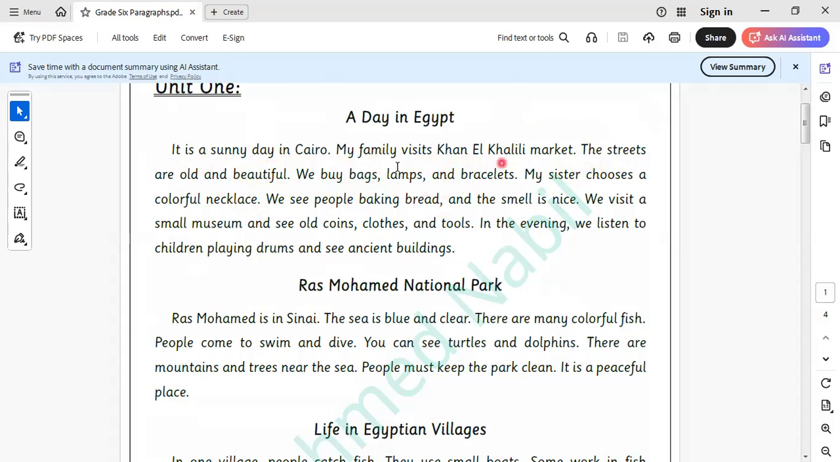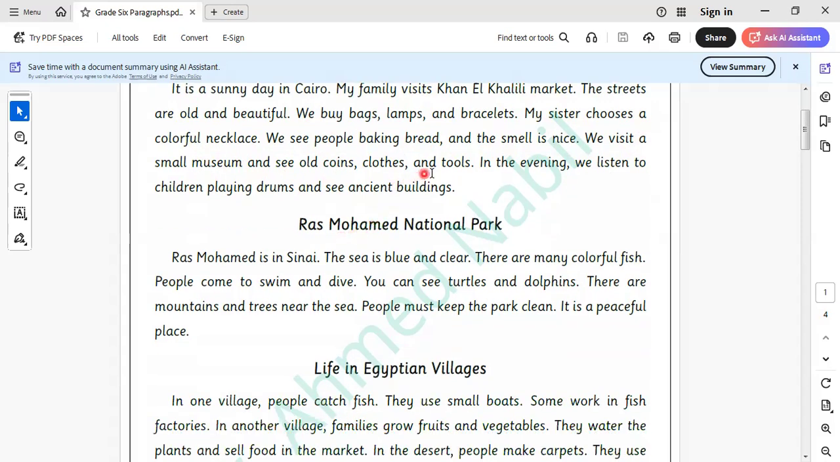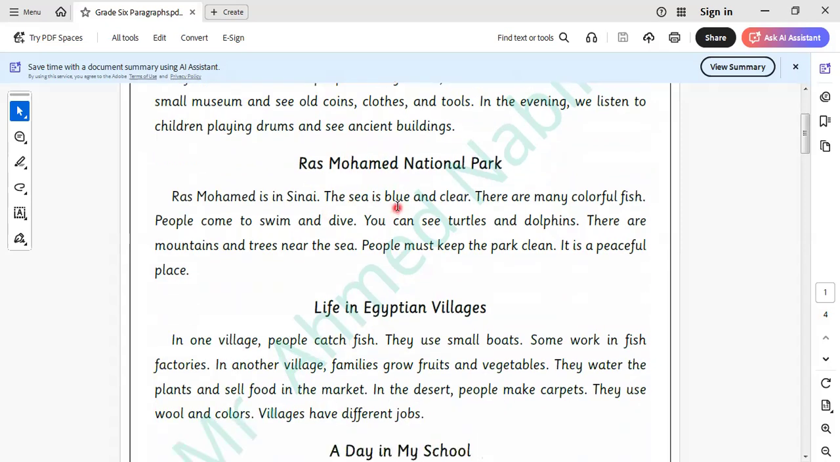Okay, the streets are old and beautiful. We buy bags, lamps, and bracelets. My sister chooses a colorful necklace. We see people baking bread, and the smell is nice. So describing the smell of baking bread is nice. We visit a small museum and see coins, clothes, and tools. In the evening, we listen to children playing drums and see ancient buildings.